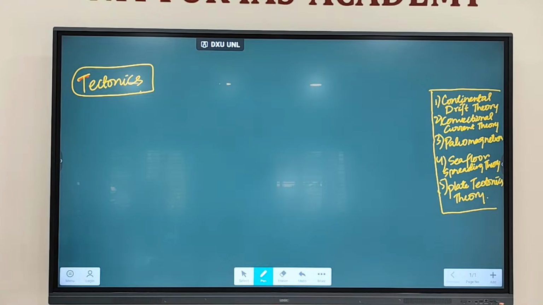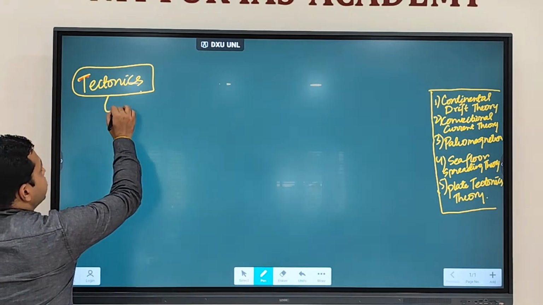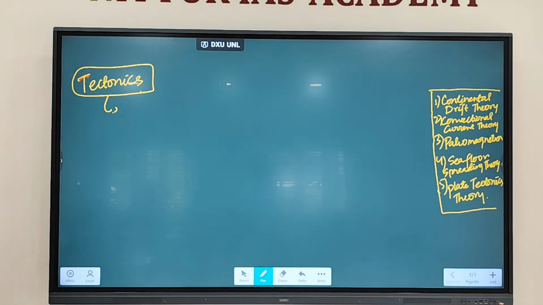One is called continental drift theory. Second is convectional current theory. The third is paleomagnetism theory. The fourth is sea floor spreading theory. And fifth is called plate tectonics theory. Clear? So what does the term tectonics mean? We are using the term tectonic because all these theories are trying to explain the tectonic part itself. What is the thing that is happening, which is creating continents, oceans, volcanic eruptions, earthquakes? All these theories are trying to explain that particular aspect only.